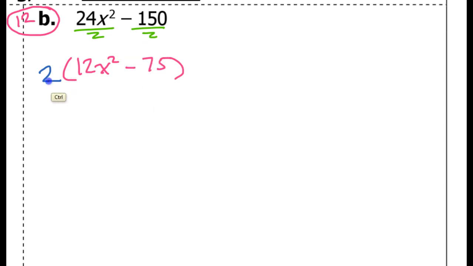So the question is, is this the final answer? Well, look in the parentheses. Can I factor any more? Well, this is a binomial, and the GCF has already been taken out. So my only hope is difference of squares. Well, guess what? 75 is not a perfect square. 12 is not a perfect square. So this is not the difference of squares. So that's it. That means we're done. So this is the final answer.